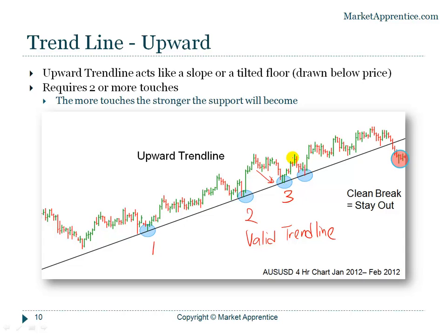Here we have the third touch, and we take it long. Here we have a fourth touch. We take it long again. Well, in this example, we have another break of the trend line. Price came down with momentum, and this is what we call a clean break. Now that we have a clean break, we stay out of the chart and we find something else to trade.